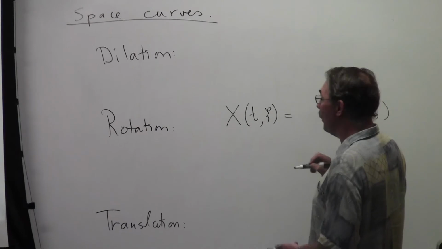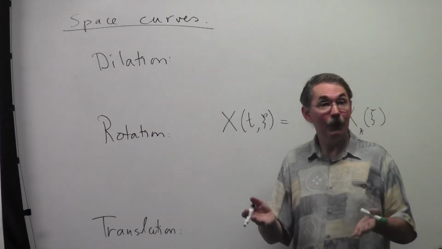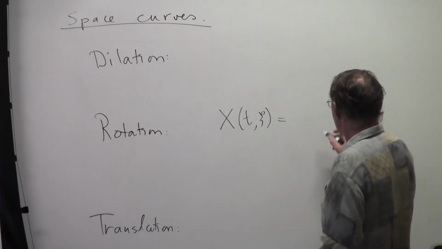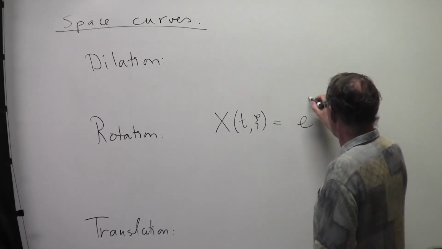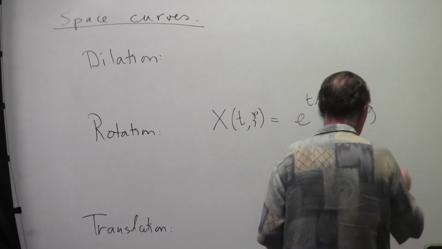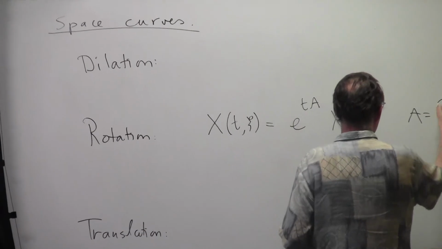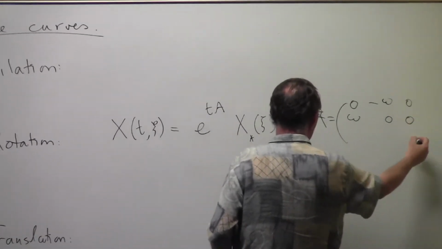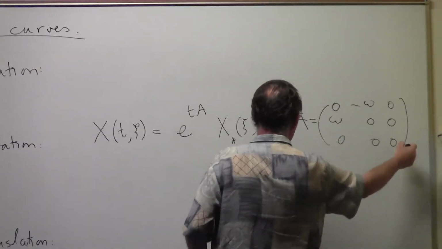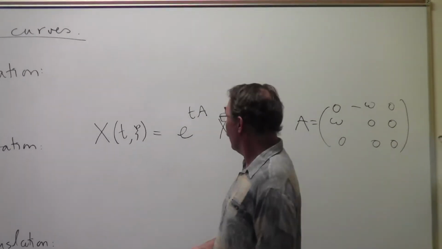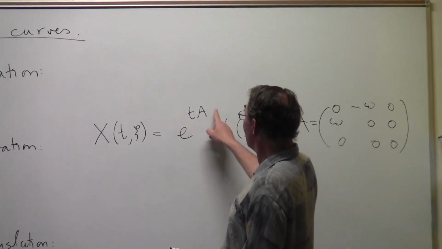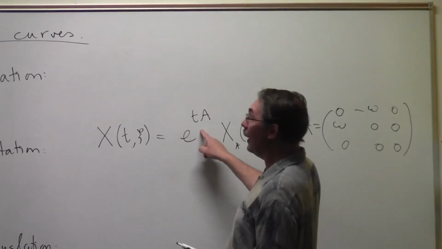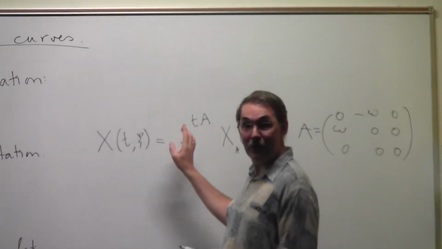And so how do I implement a rotation? We just take a 3×3 rotation matrix. And I'll write it like this. It's e to the ta, where a is 0, omega, minus omega, 0, 0, 0, 0. Some antisymmetric matrix. It's an infinitesimal rotation. So this really is just rotation. This is a rotation by an angle t around the z-axis. That's what this matrix does.